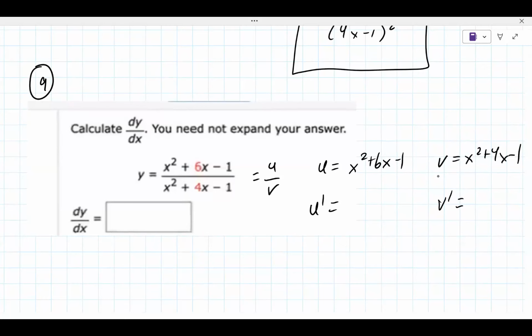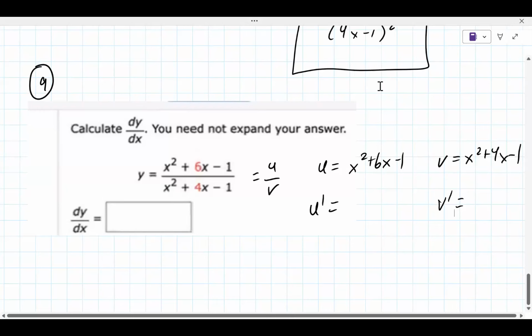U prime is just gonna be 6. With x squared, what's the derivative of x squared? Look at the sheet. So it's x to the n. So that's 6 minus 2. Or wait, that's the power rule. Let me grab the snip of it.